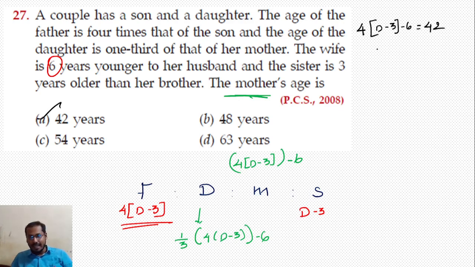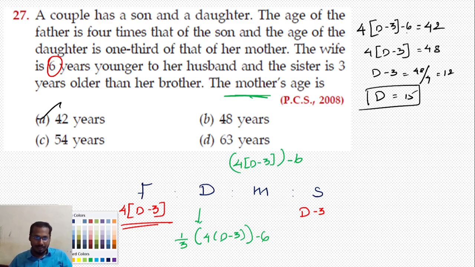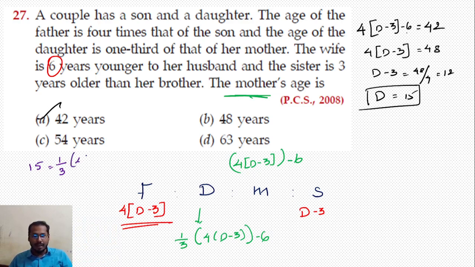42. Let's take minus 6 to that side. 4 times D minus 3 is equal to 42 plus 6, which is 48. Now, this 4 comes this side, D minus 3 is equal to 48 divided by 4, that is 12. D is equal to 12 plus 3, which is 15. So now, the daughter's age is 15. Please listen carefully: if daughter's age is 15, daughter's age is equal to 1/3 of 4 times.